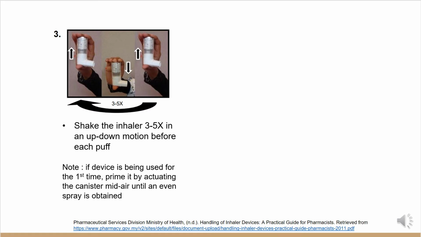Next, they need to shake the inhaler 3 to 5 times in an up-down motion before each puff, which means that each shake constitutes from top to bottom and back to top again. Please note that if the device is being used for the first time, the patient needs to prime it by pumping the canister mid-air until an even spray is obtained.